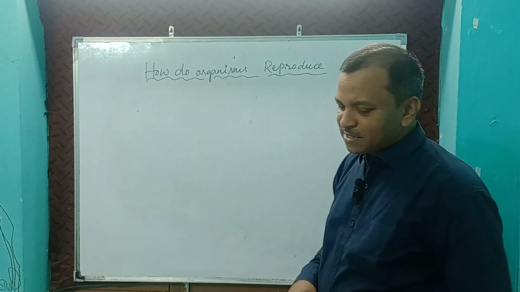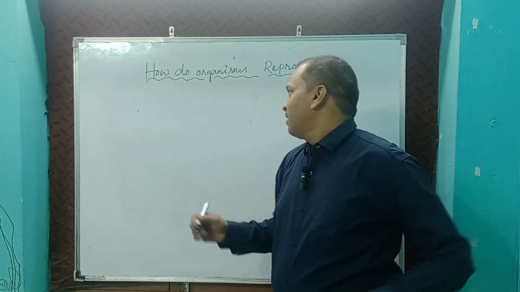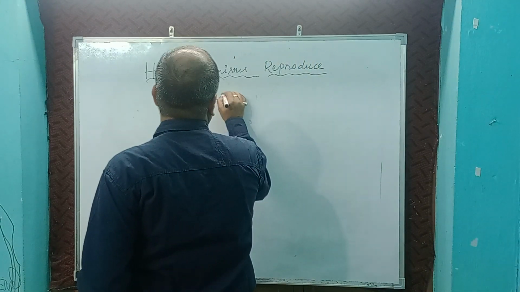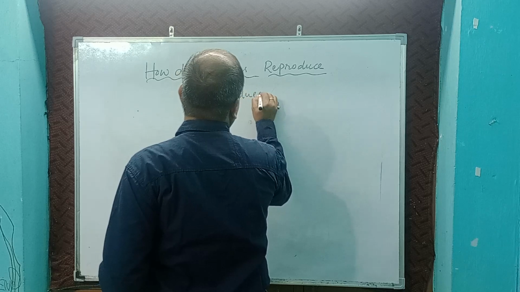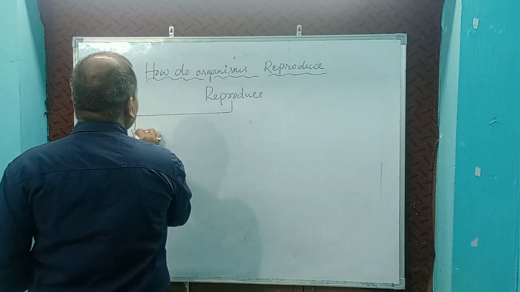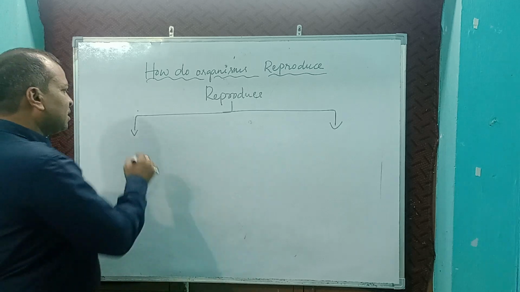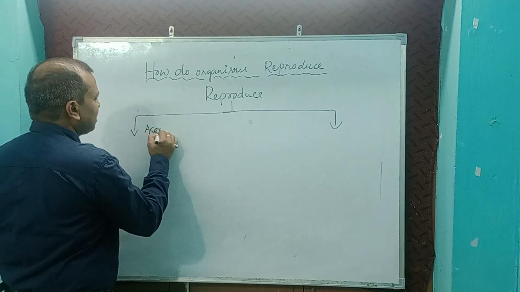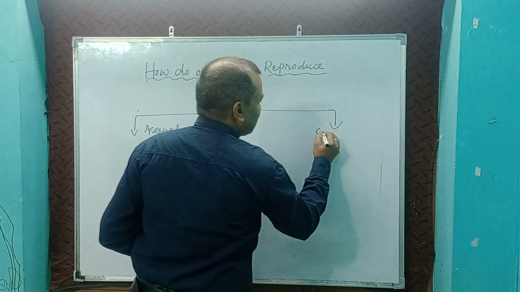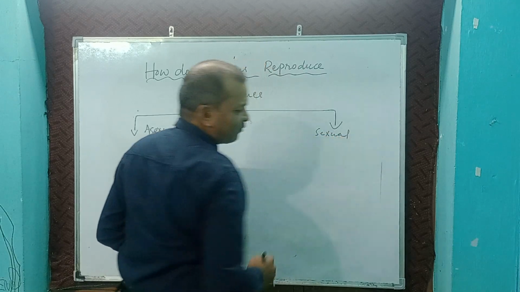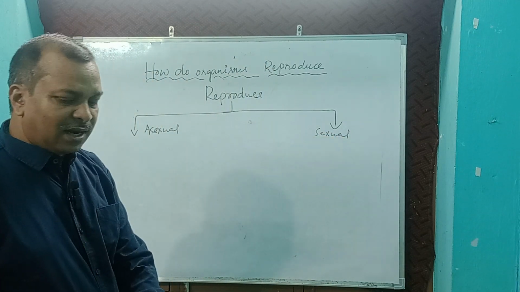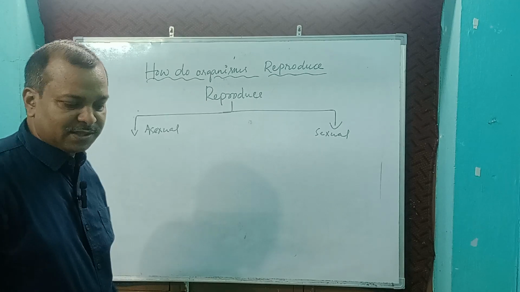How do organisms reproduce? There are two methods of reproduction. First one is asexual reproduction, and the second is sexual. In sexual reproduction and asexual reproduction, how does it occur?